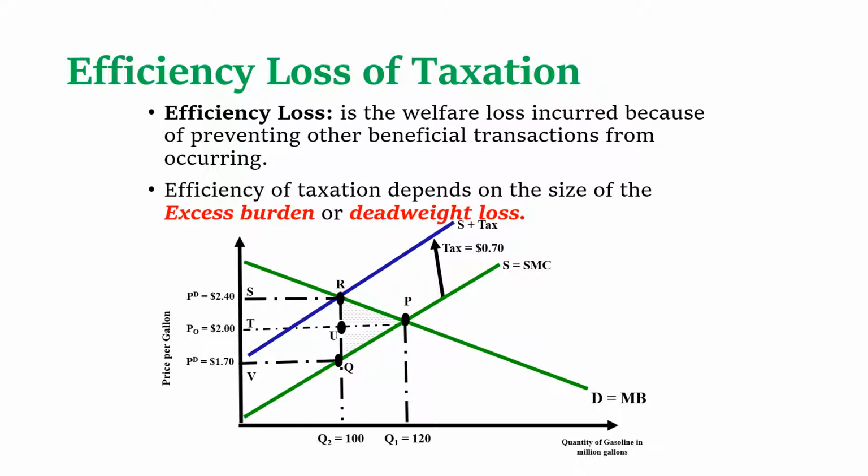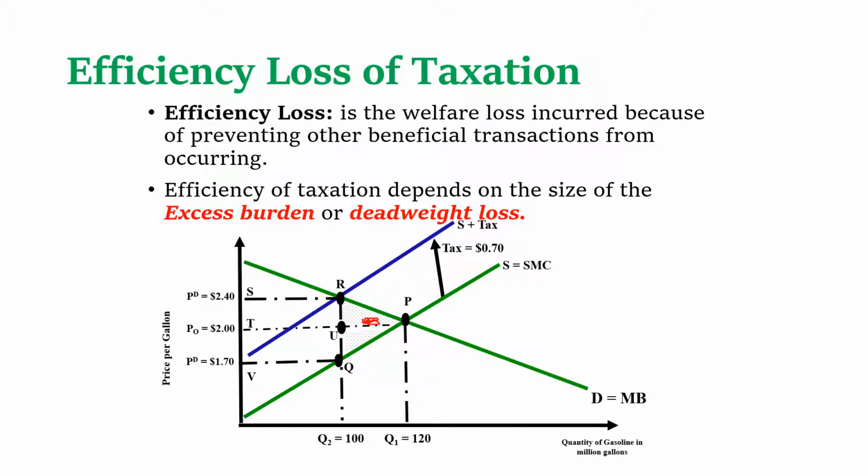But let's say, for example, we are here, this small red point. Now, there is no price and quantity relationship. That is why I say no transactions are taking place here. So no beneficial transaction is taking place, and this is as a result of the tax. The tax is preventing other beneficial transactions from taking place. So the loss that is incurred by society as a result is referred to as the efficiency loss or the deadweight loss.